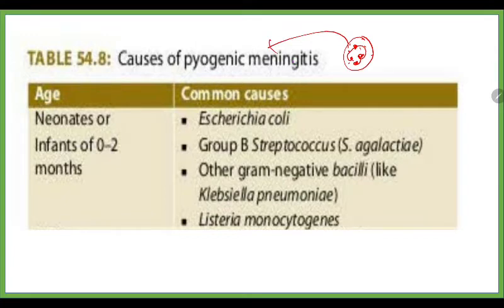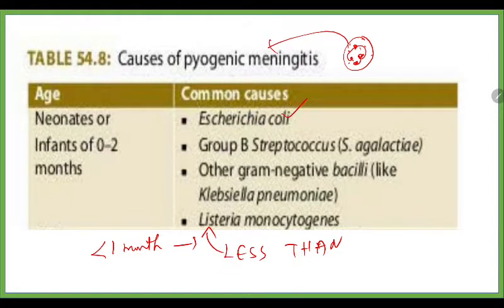So what are the organisms causing pyogenic meningitis? It is divided based on age groups. First is the neonate, neonates or infants of 0 to 2 months, let us consider less than 1 or 2 months. Here the mnemonic to remember is LES: L for Listeria monocytogenes, E for Escherichia coli, and S for Streptococcus group B. Escherichia coli is a gram-negative bacillus, and therefore Escherichia coli and other gram-negative bacilli, especially Klebsiella pneumoniae, are the organisms that cause meningitis in neonates and infants of less than 1 month. So less than 1, the mnemonic is LES.